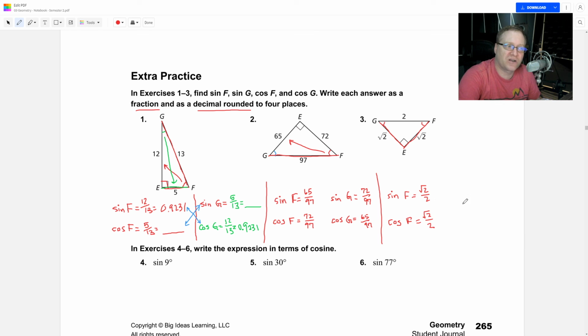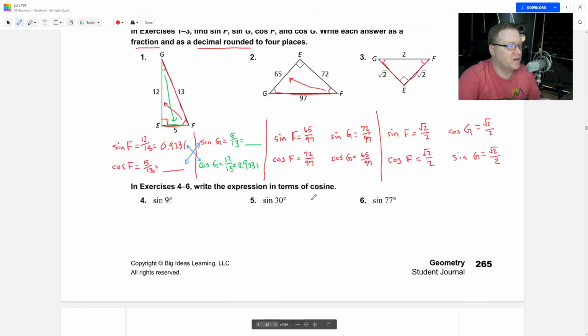So that means our sine and our cosine are going to equal the same thing, which means that for angle G over here, cosine, and oh, I put cosine. Oops, I should have put sine on top, but it doesn't matter. They're all going to be the same: the sine of F and the cosine of G are square root of 2 over 2, and these two are going to be the same, square root of 2 over 2. All right, so we're done. We found all of those.